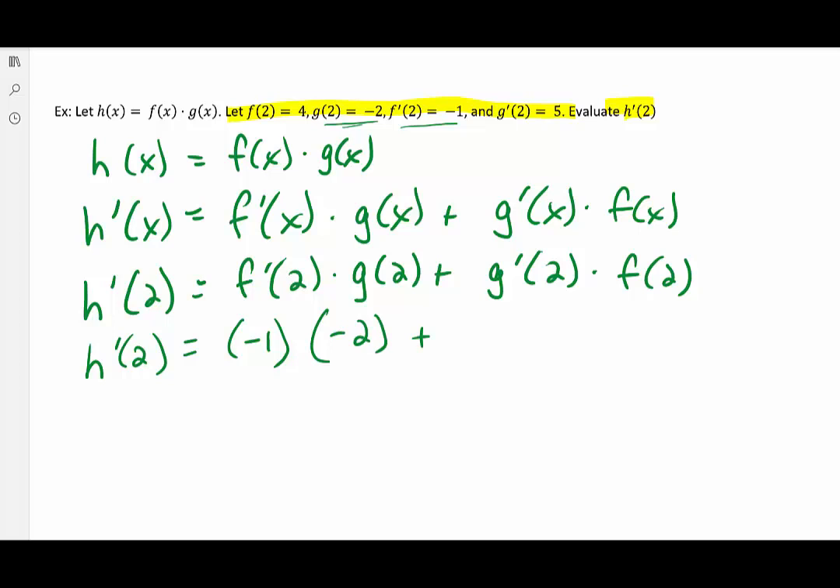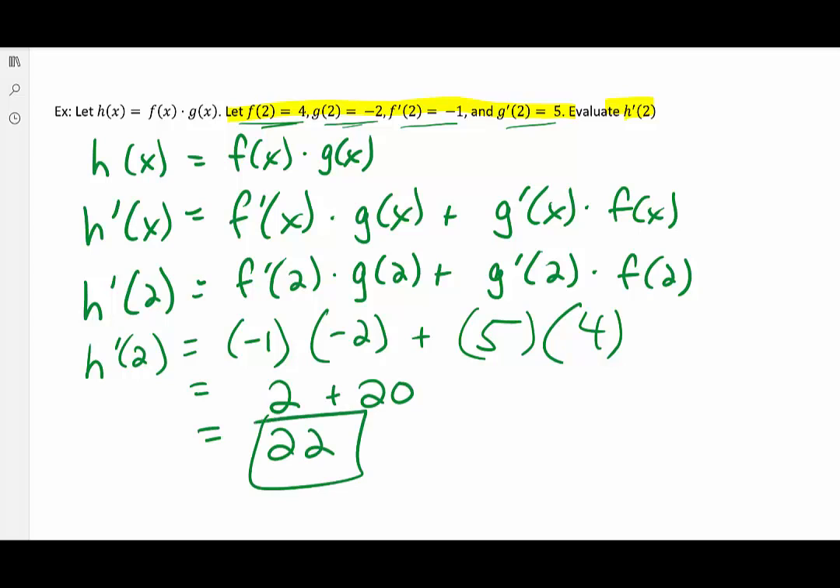Plus g prime of 2. Let's see, g prime of 2 is 5, times f of 2. And they told us f of 2 is 4. Okay, so make sure you plug these in the correct spot. All that's left for us to do is to go ahead and multiply this out. Negative 1 times negative 2 is a positive 2, plus 20. 5 times 4 is 20. So h prime of 2 is 22.